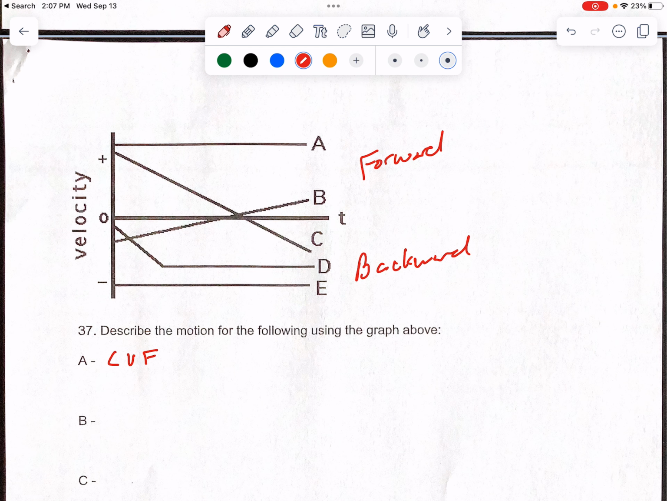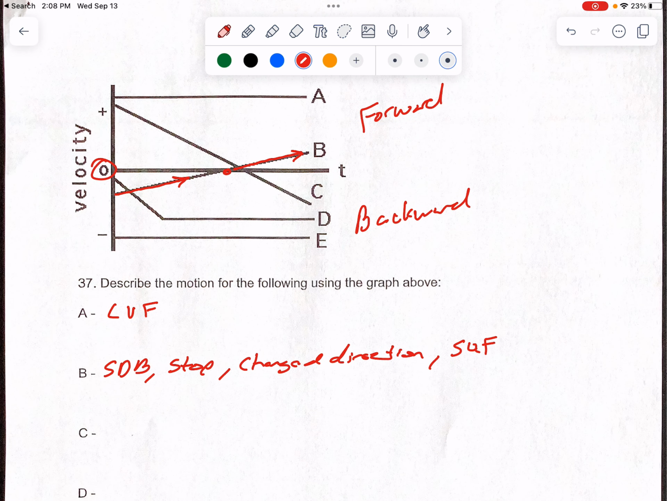B, if you look at B, what's happening is you're below the x-axis, so that means you're going backwards, and you're also approaching the 0 line. You're approaching the x-axis, so you're slowing down backwards. Then you stop because you hit the x-axis. You went through it, so that means you changed directions. And now you're going away from 0, and you're above the x-axis, so now you're speeding up forward. That was it.